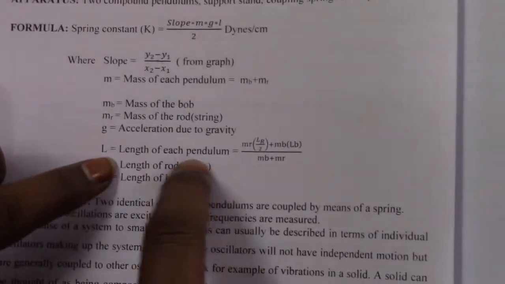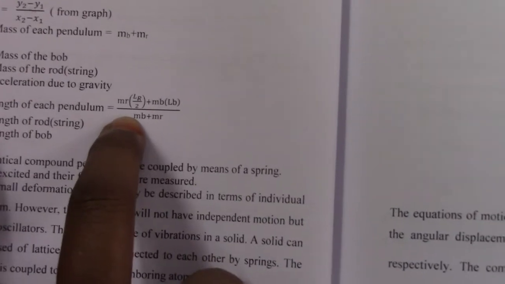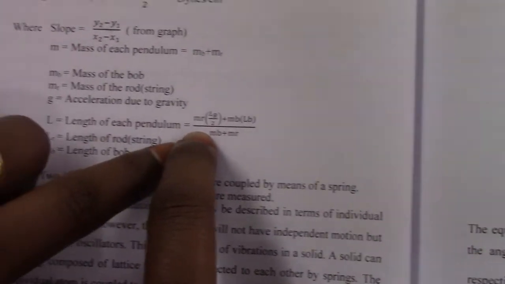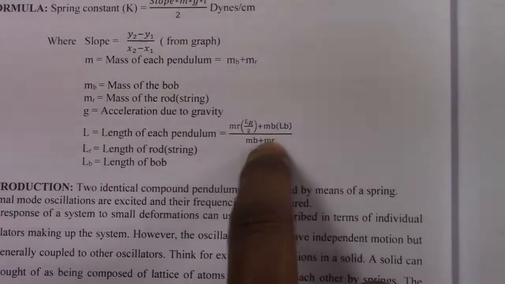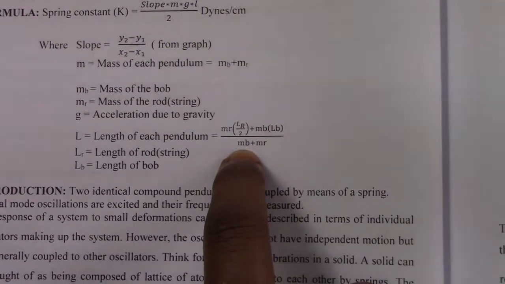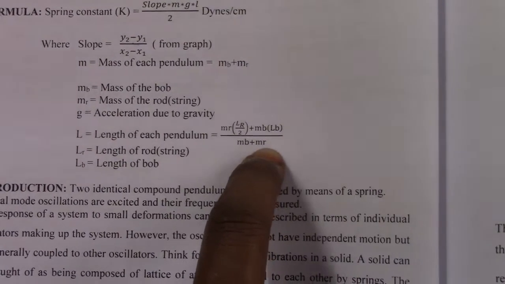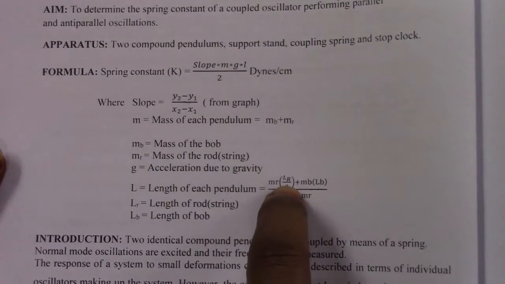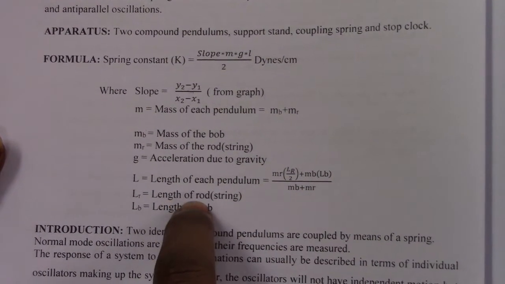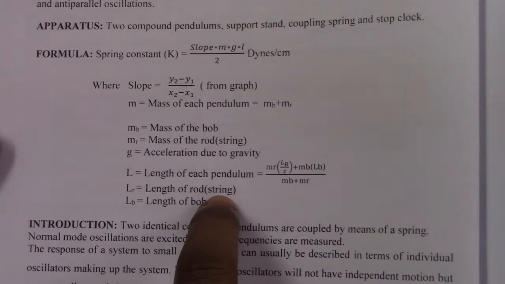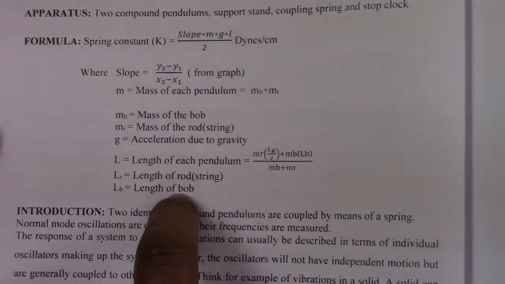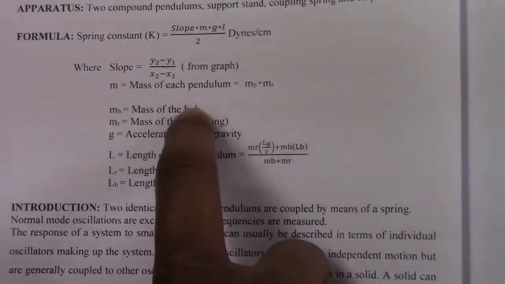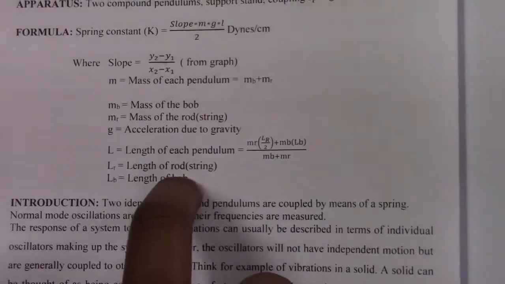So to calculate the length of each pendulum, we are using another formula, which is equal to MR into LR by 2 plus MB into LB divided by total mass MB plus MR. Here capital L suffix R is nothing but length of the rod. Rod is nothing but our string here. LB is the length of the bob. I will explain each and every parameter, how to calculate all these values, in the observations.